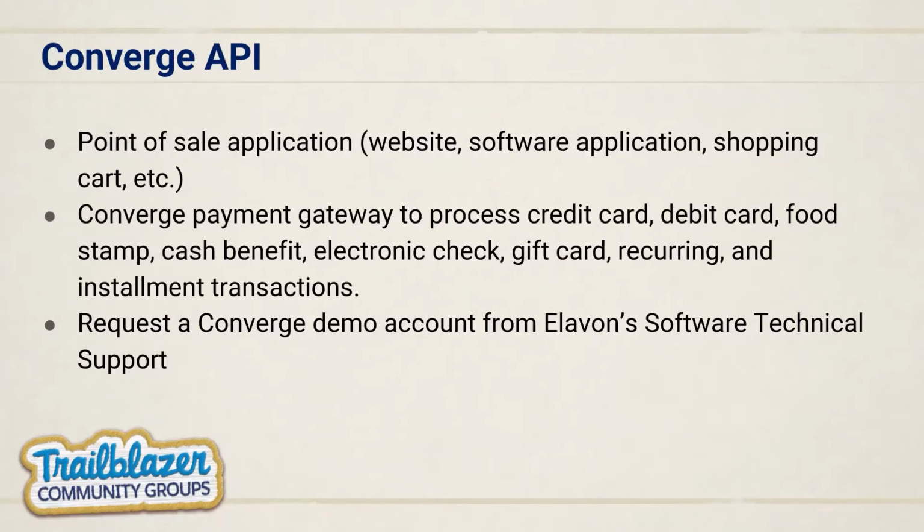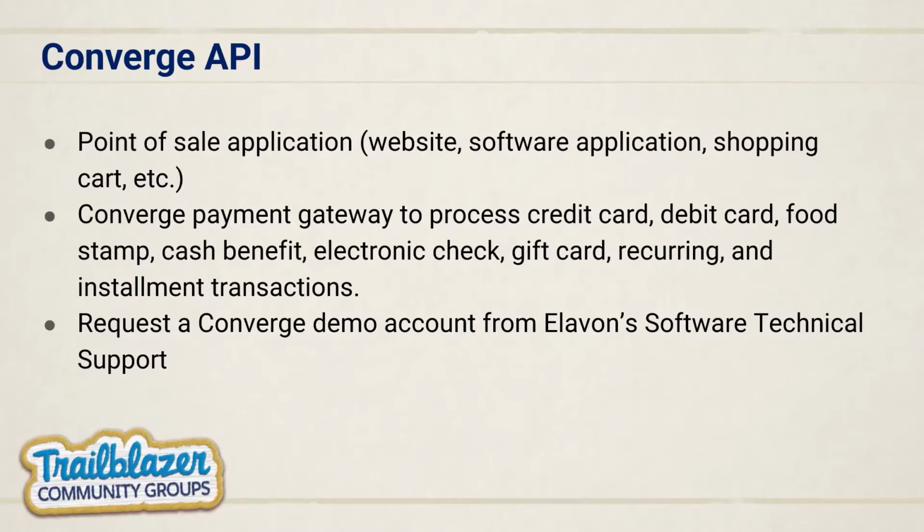In Elavon payment, we have one of the APIs called the Converge API. The Converge application is a secure, server-based system that supports real-time authorization and settlement transaction processing. The Converge API is for point of sale applications, like a website, software application, or shopping cart. It also acts as the interface to the Converge payment gateway to process cards like credit card, debit card, e-card, any card with this Converge API.